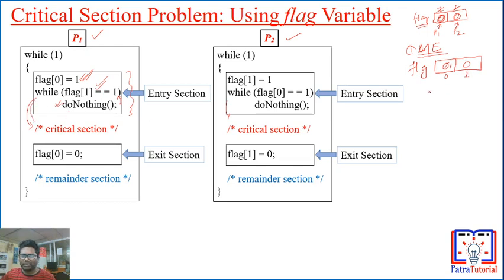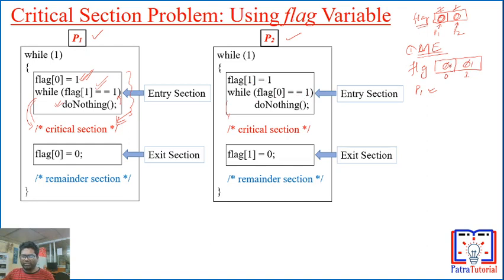Now P1 is executing in the critical section, and suppose at this point P2 is trying to enter the critical section. So P2 will make a context switch here and try to enter. Now see, it will update the value of flag of 1 to 1, and it will check while flag of 0 is equal to 1.